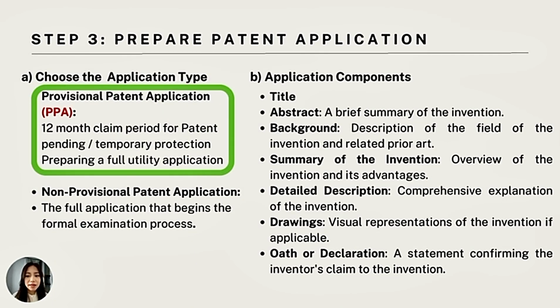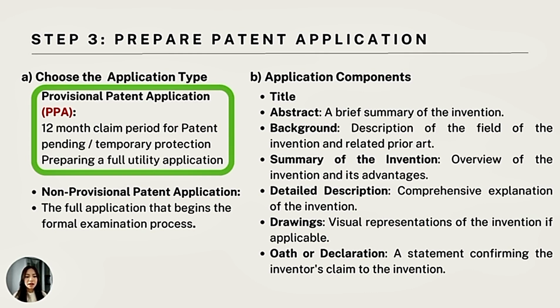So now at step 3, you have to choose the application type. There are 2 types: the professional patent application and the non-professional patent application. In this case, the PPA, the professional patent application, is actually better to apply for for the solar backpack. This is because it's more cost effective. It's quicker, so it provides immediate patent pending status.